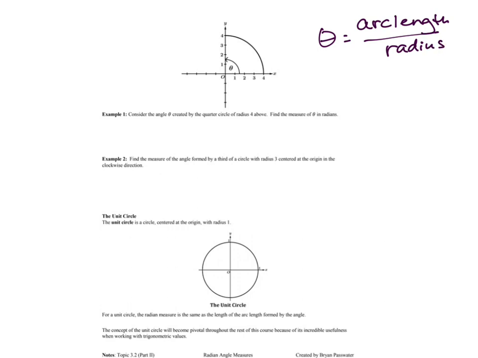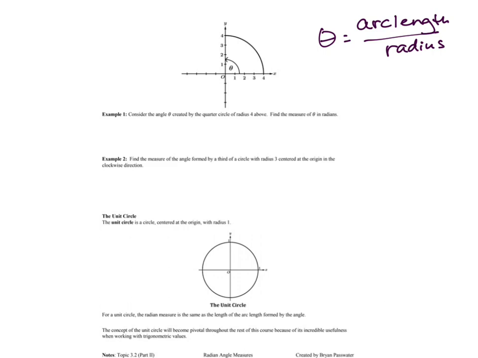Okay. What's the formula for circumference again? 2 pi r. 2 pi times the radius. Okay, so arc length divided by radius gives me theta. It says, consider the angle theta created by the quarter circle of radius 4 above. Find the measure of theta. Okay, so it's a quarter circle.